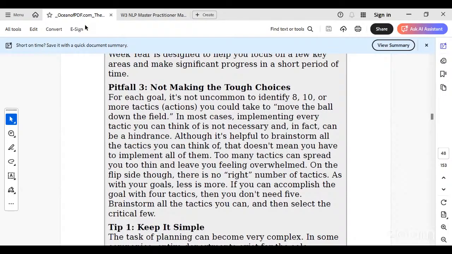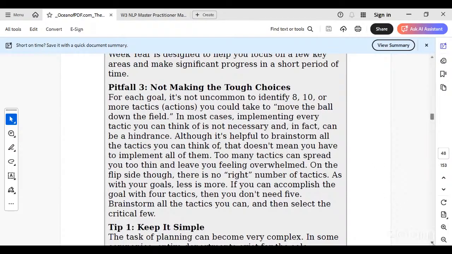Too many tactics can spread you too thin and leave you feeling overwhelmed. On the flip side, though, there is no right number of tactics. As with your goals, less is more. If you can accomplish the goals with 4 tactics, then you don't need 5. Brainstorm all the tactics you can and then select the critical few.